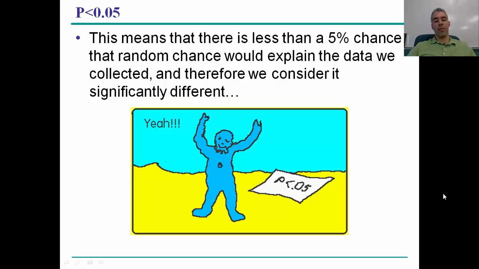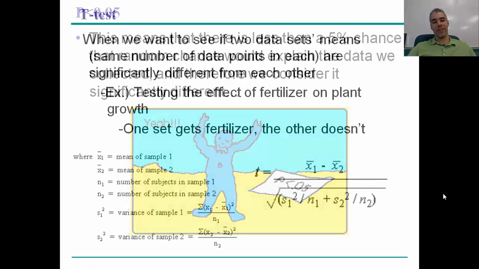I have no idea where I got that picture from. I think I typed something into Google about it. Whatever. You have to have a p of less than 0.05.